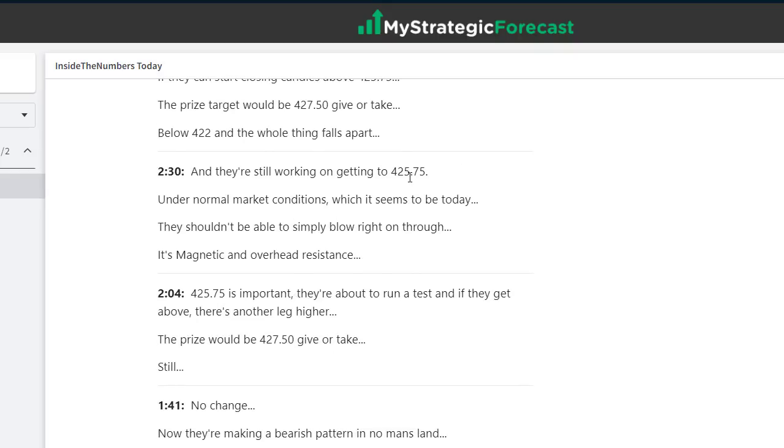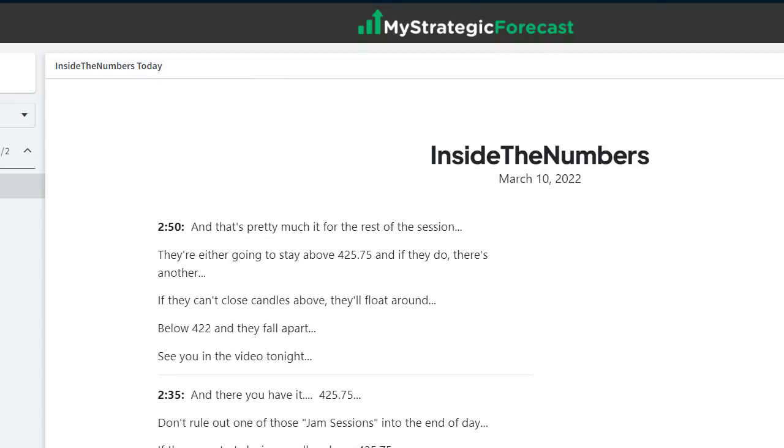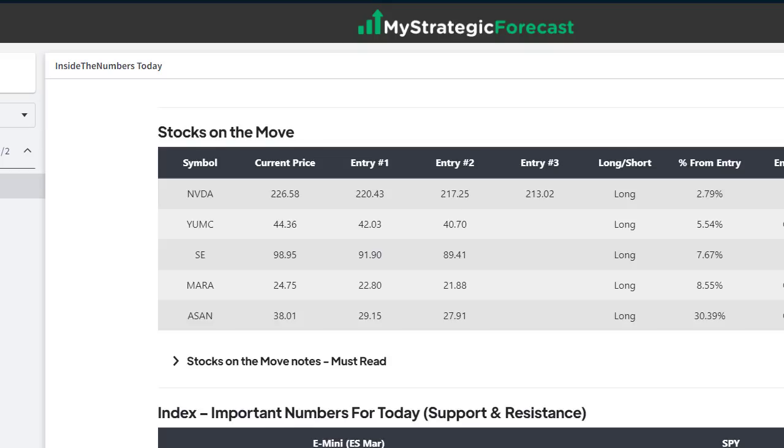Look at 2:30. They're still working on getting to 425.75. 2:04. 425.75 is important. They're about to run a test. We've been talking about that number all day long. Read the notes, double check the work.